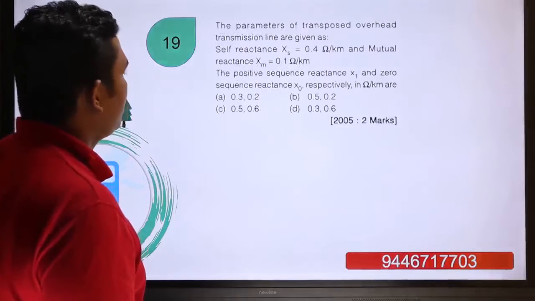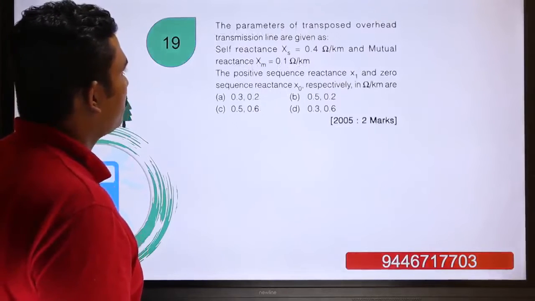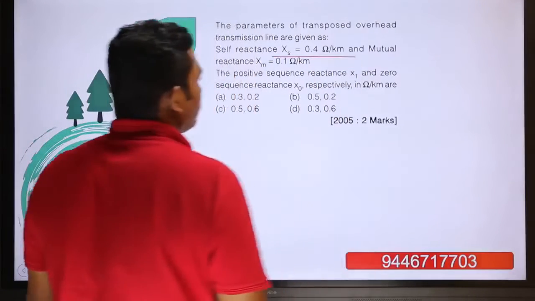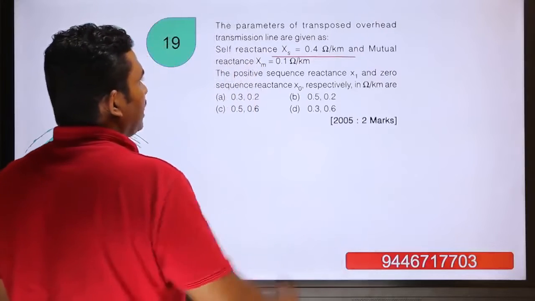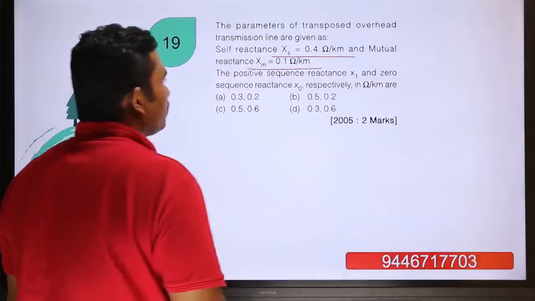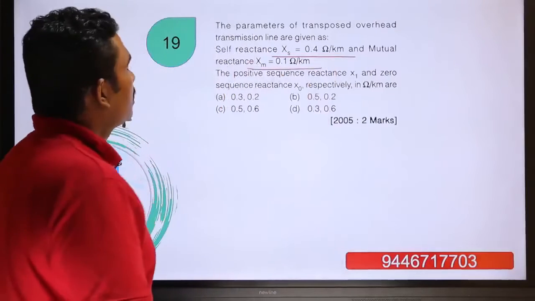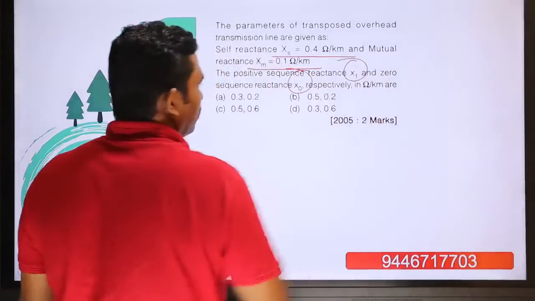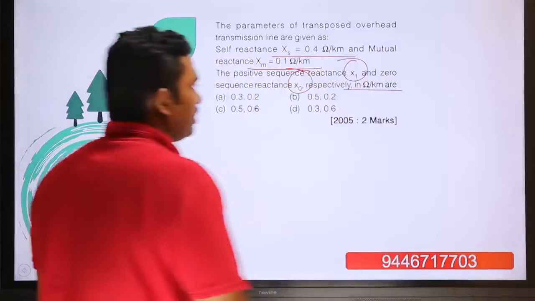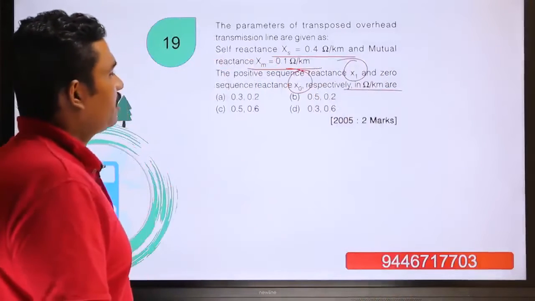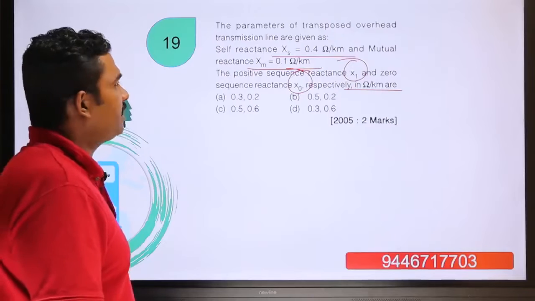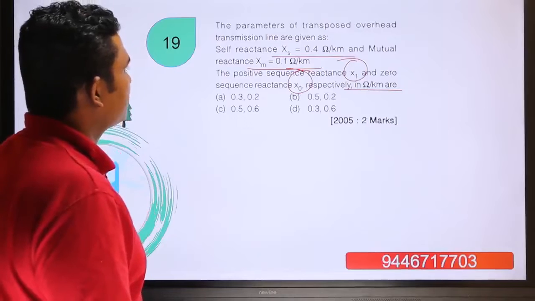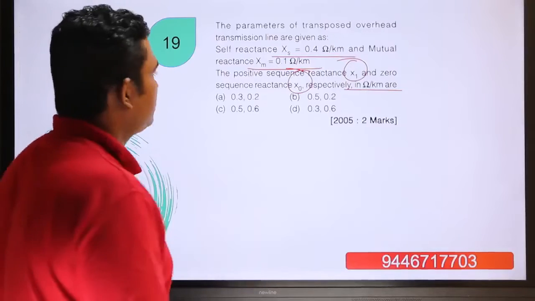Moving into question number 19. The parameters of a transposed overhead transmission line are given as the self-reactance X_S equal to 0.4 ohm per kilometer and mutual reactance X_M equal to 0.1 ohm per kilometer. Now the positive sequence reactance X1 and zero sequence reactance X0 respectively in ohm per kilometer are what is the question. So you have to find out the positive sequence reactance X1 and zero sequence reactance X0. Self-reactance X_S is given and mutual reactance X_M is given.